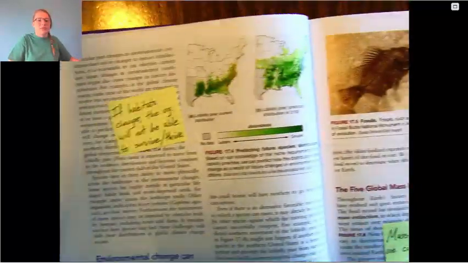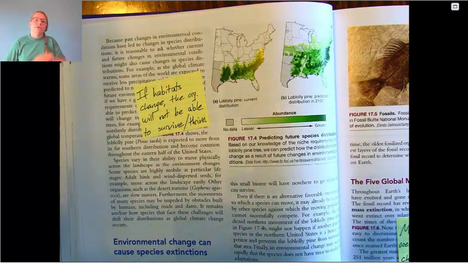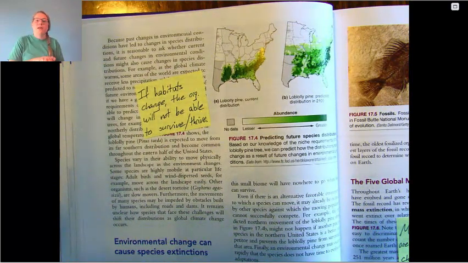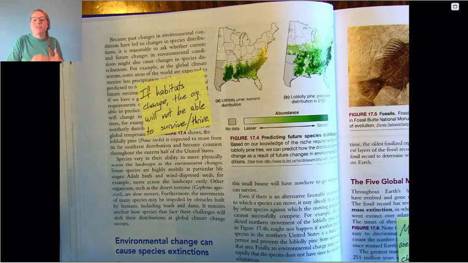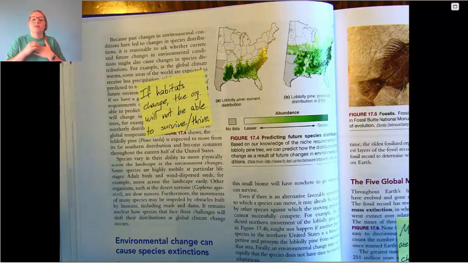Here's another example of the Loblolly Pine. So that first one with the spruce, we were looking at what it was in the past. We're able to take that information and make predictions out into the future. So if climate change continues and the habitats change, organisms are not going to be able to survive and thrive in the places that they currently are.